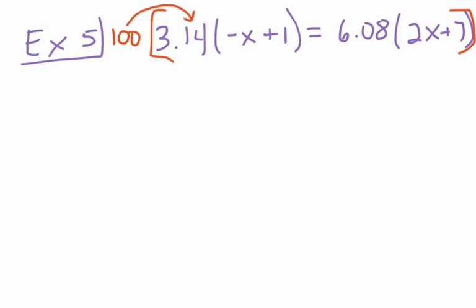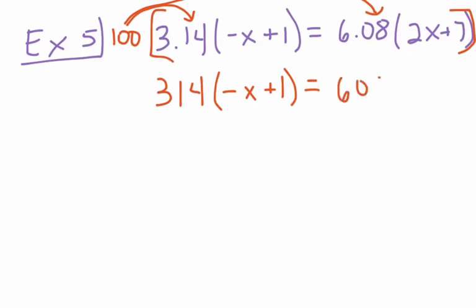Still multiplying just the numbers out front. So 100 times 3.14 is going to give us 314 times the quantity negative x plus 1. And that's equal to, on the right side, 100 times 6.08 is going to give us 608 times 2x plus 7.